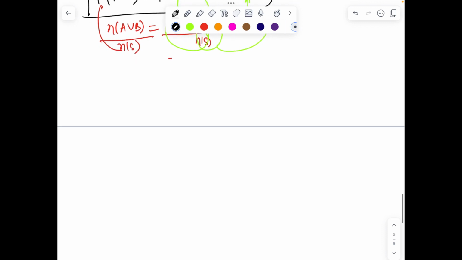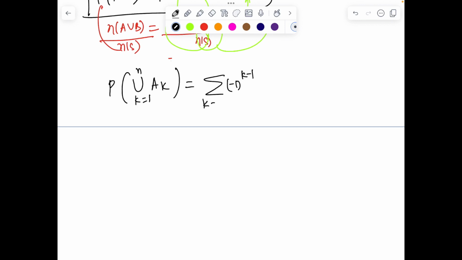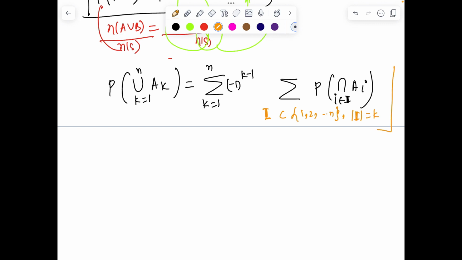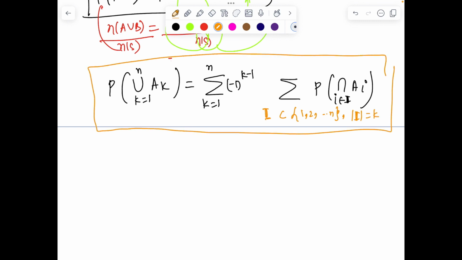Right? So in general, you can tell the probability of the union of A_k, k equals 1 to n. This is the general principle of inclusion-exclusion: sigma of minus 1 to the power k minus 1, times the sum of the probability of the intersection of A_i with i belonging to I. It's very interesting to derive the result with basic combinatorics, which I'll be doing in some combinatorics course. You see, it looks very scary when you see it in this form. At the same time, it looks attractive also, where I is a subset of 1, 2, 3 to n, and the cardinality of I, the number of elements in I, is k. So this is the full form definition of general inclusion-exclusion.